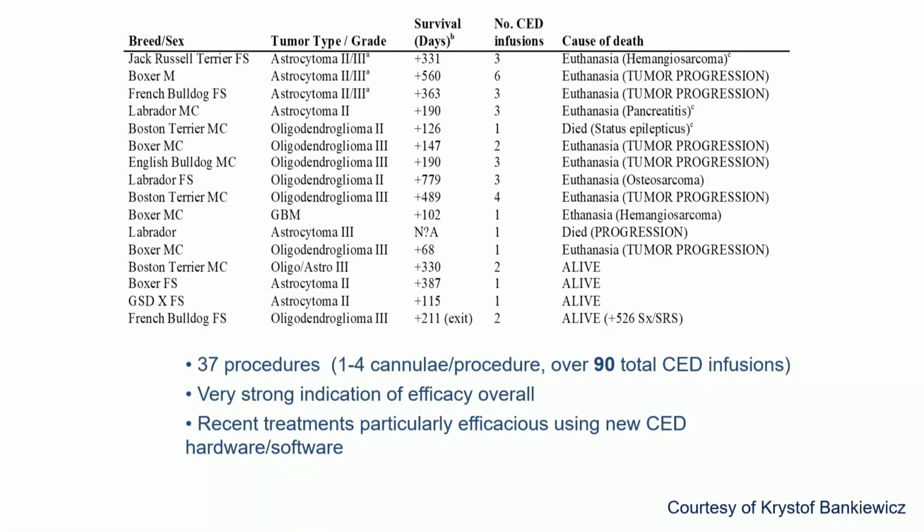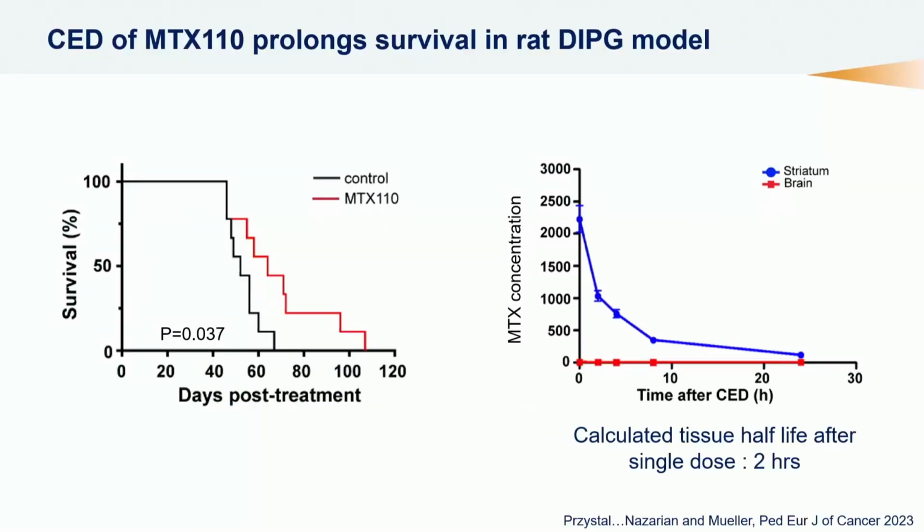And so we tested one of the agents that had shown very great success in the preclinical setting, which was the HDAC inhibitor panobinostat. And we worked with a company who made a soluble version of this, which is called MTX110. And this is in rat models, showing that we were able to prolong life in these rat models of diffuse midline glioma, and that we saw a nice increase in the concentration of MTX110.